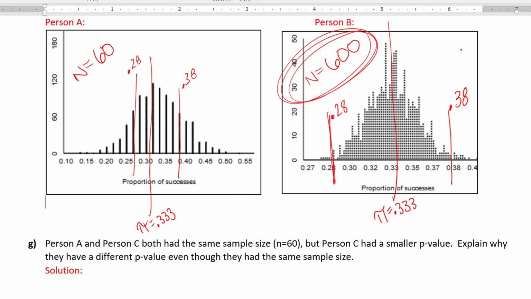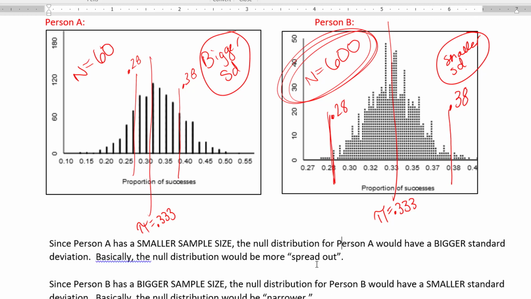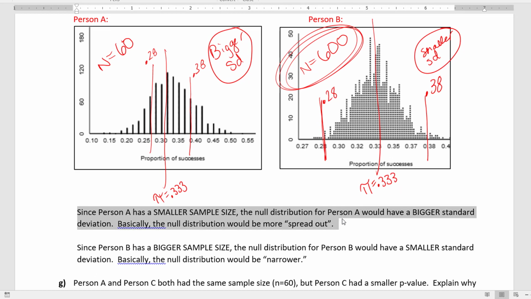Again, person B has a smaller standard deviation in the null distribution, and person A has a bigger standard deviation. It is normal, usual, and expected to see a wider range of statistics for person A with a small sample size. It's normal, usual, and expected to see a small range of statistics for person B with a big sample size. So what I wrote is that since person A has a smaller sample size, the null distribution for person A would have a bigger standard deviation.